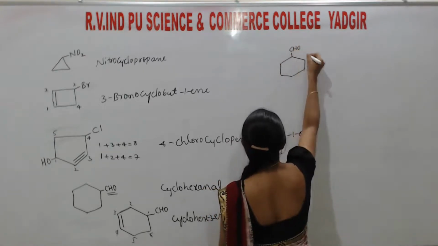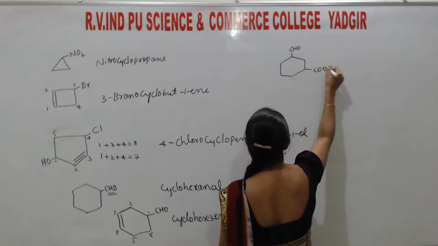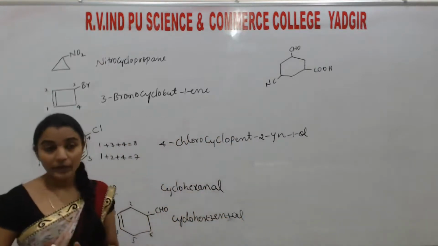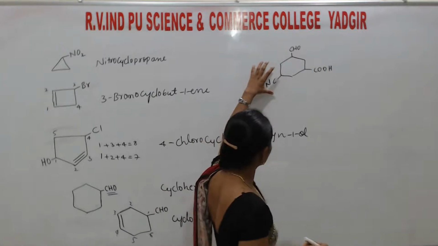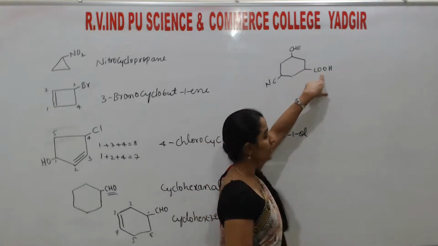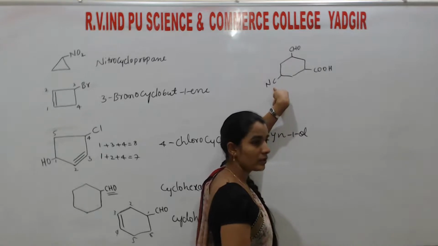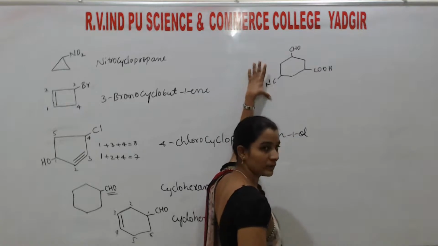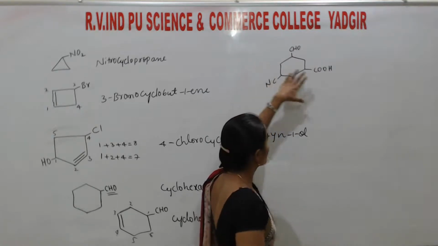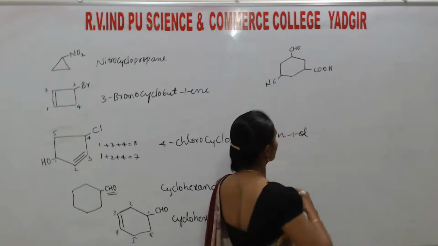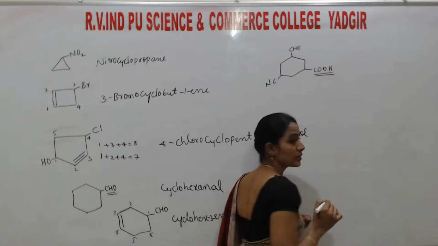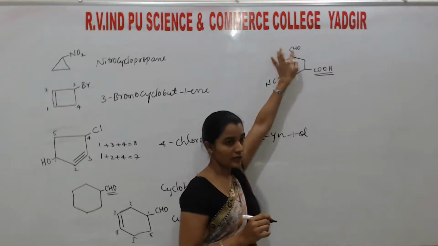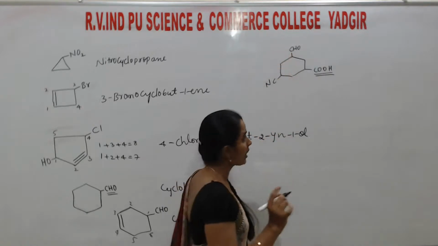So next, if you take this compound, one is COOH, another one is CHO, another one is CN. Next, the correct way of numbering. Listen, three functional groups are there. The preference is given to what? COOH. Then after COOH, CHO. Then after CHO, CN. Correct? So the numbering should be done from this end.